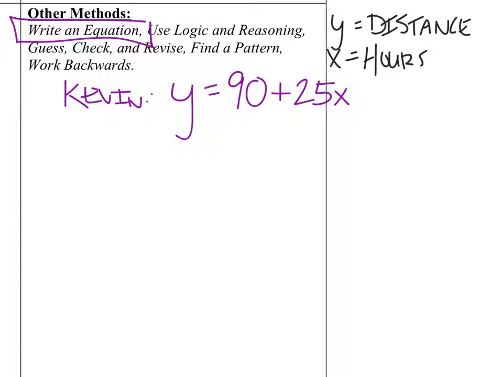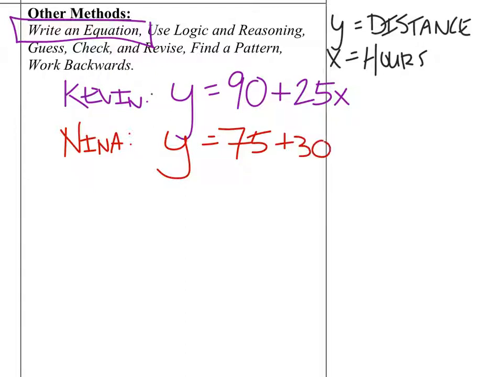Next up is Nina. All right, Nina, her distance was 75 miles, and then we added 30 miles every hour.